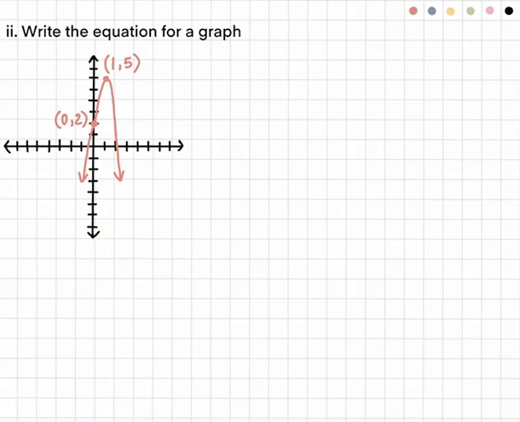Well, let's take a look at the information that we've been given. We've been given a vertex, right? Let's just write our vertex form first, just to jog our memory. Okay, so we can input it underneath here. We've been given a vertex, so we've been given an h value and a k value.